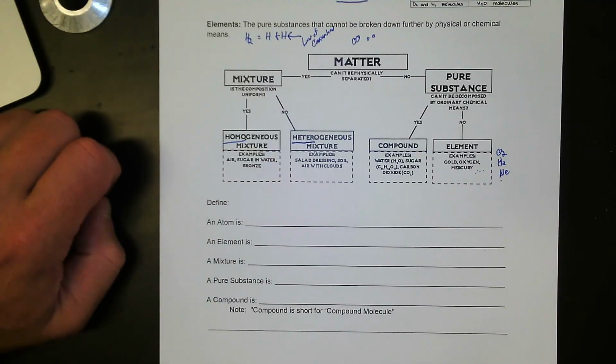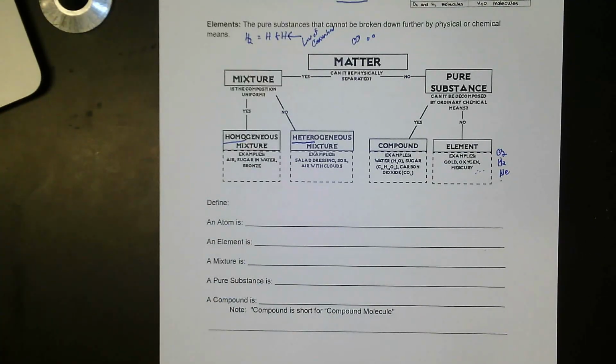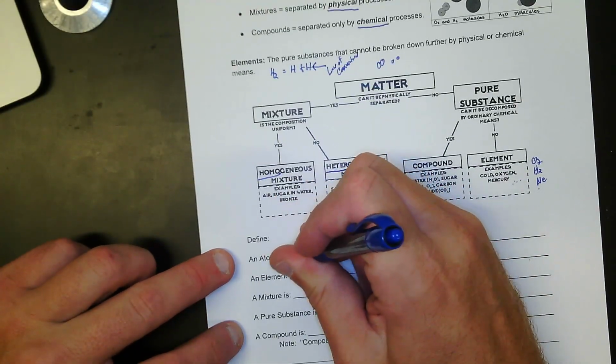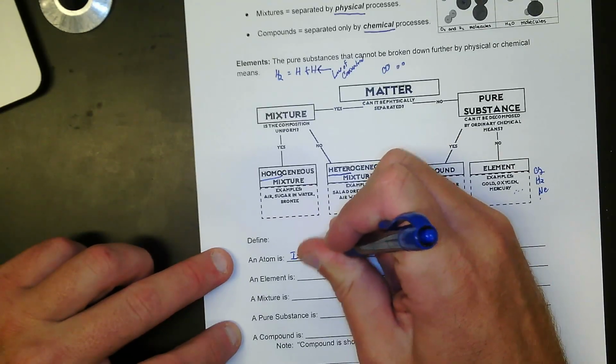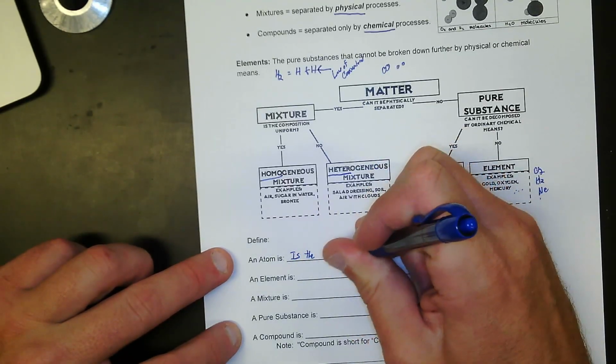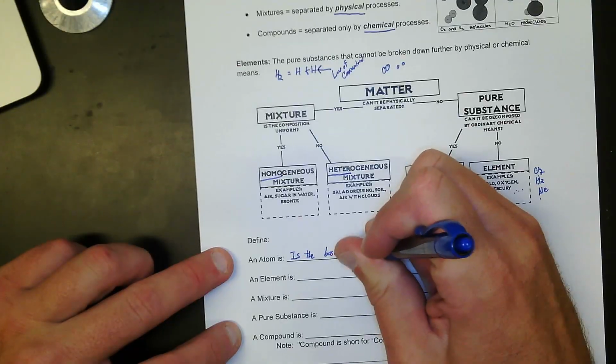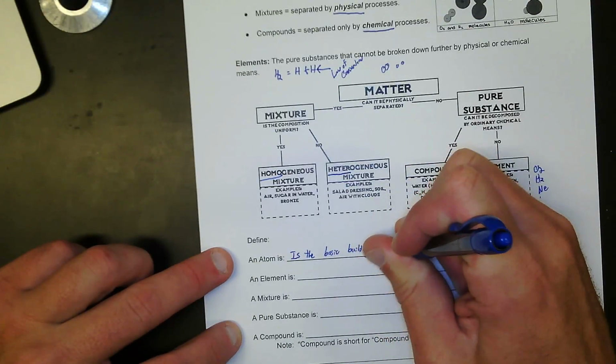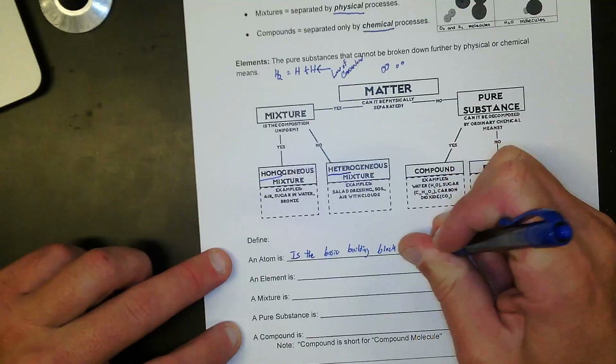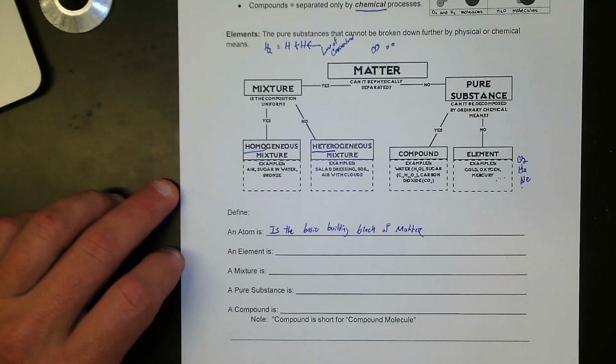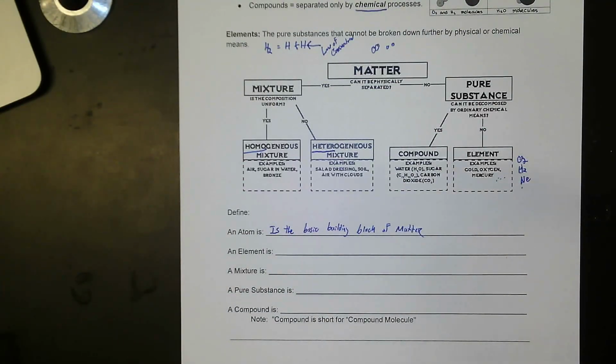So let's define some of these words. What is an atom? An atom is the basic building block of matter. It is the smallest part of matter we're going to talk about. In classical chemistry, this is the smallest part of matter we're going to talk about.